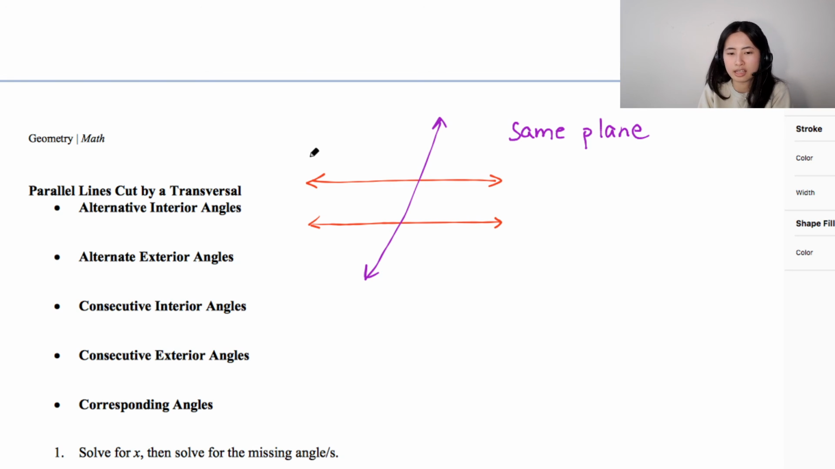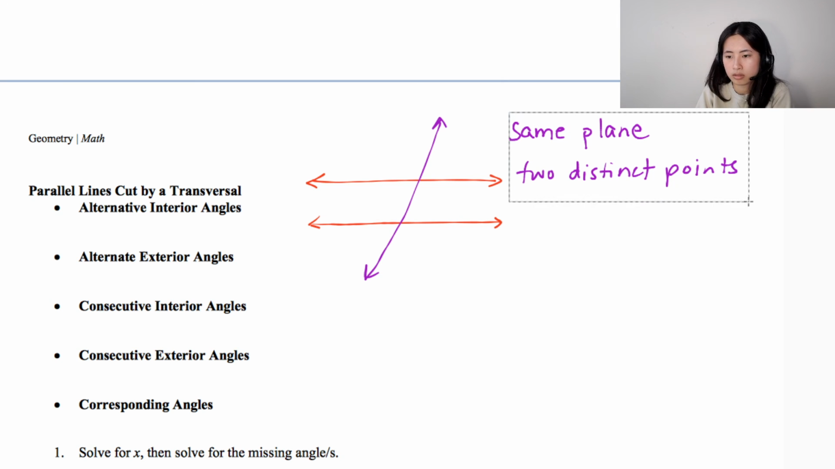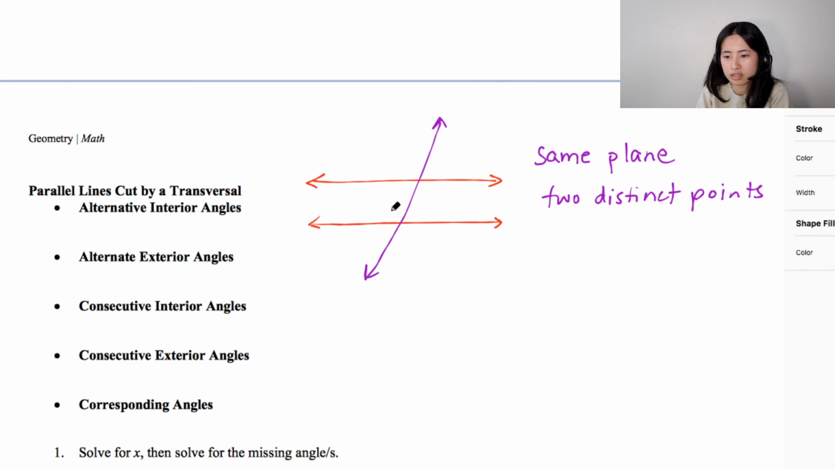So if you imagine that this looks like your tabletop, it's in the same plane, and at the same time, it's through two distinct points. Same plane, two distinct points. So that means that the points will never be the same, because they're distinct. So you have this point, and they're never the same. So two lines cut through the same plane at two distinct points. So that's what a transversal line is.